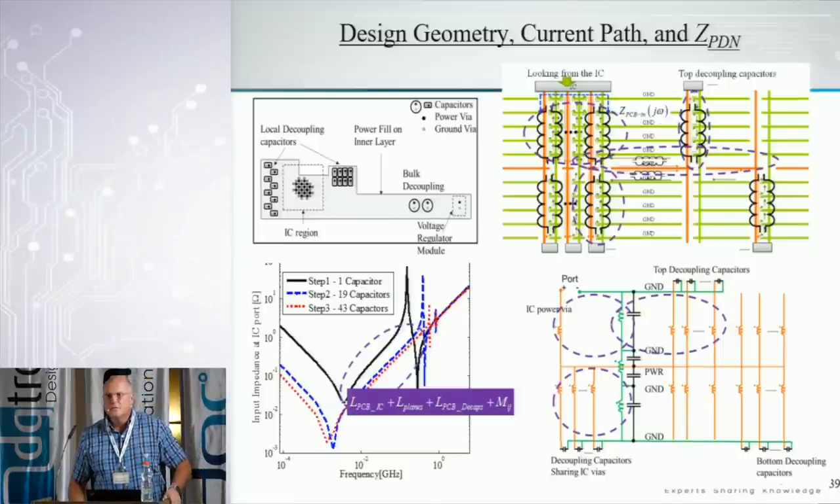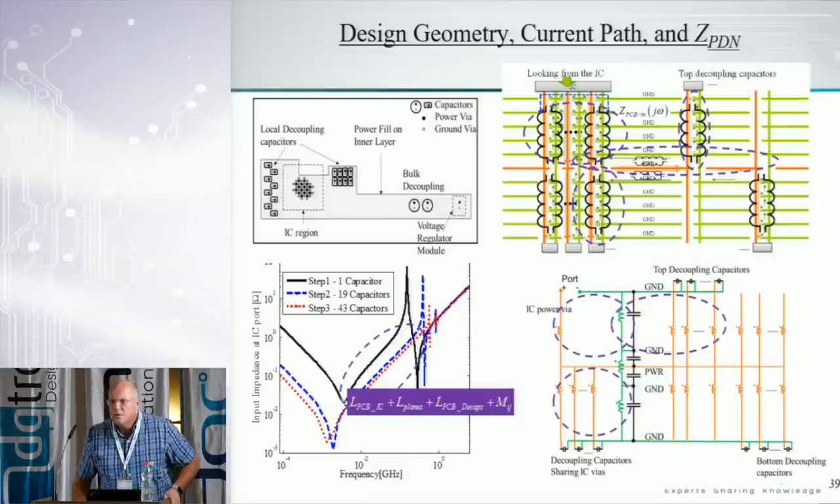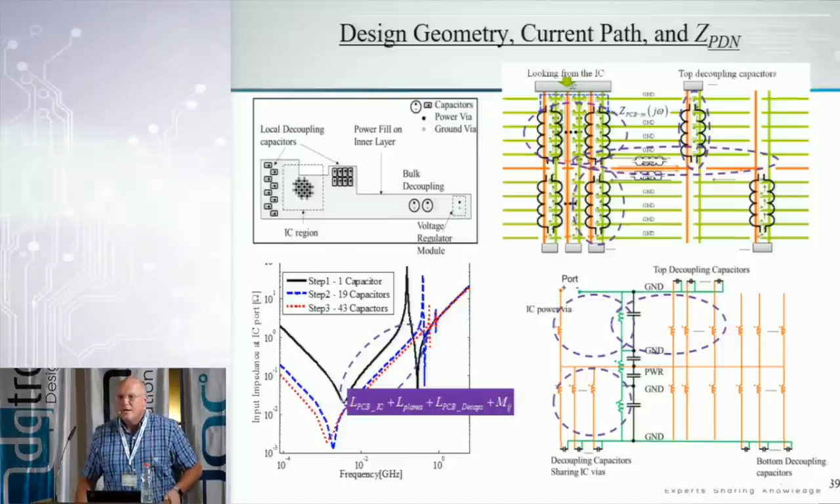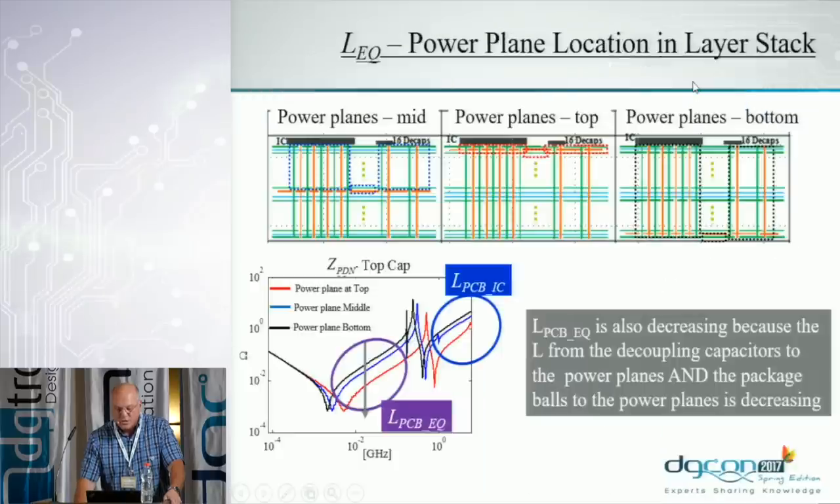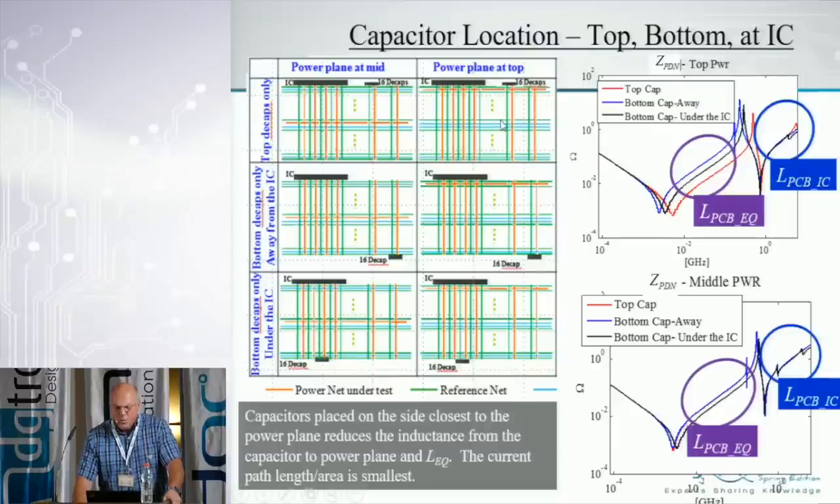So the efficiency of the top decoupling capacitor versus the bottom, under-IC decoupling capacitance, is highly dependent on the thickness of the board or how far the top decoupling capacitor is from the IC, right? Okay, let me go back. I think I understand your question. It's about where I put the decoupling capacitors: on the top, on the bottom, or directly under the IC. I'm comparing directly under the IC versus on the top. Yes.